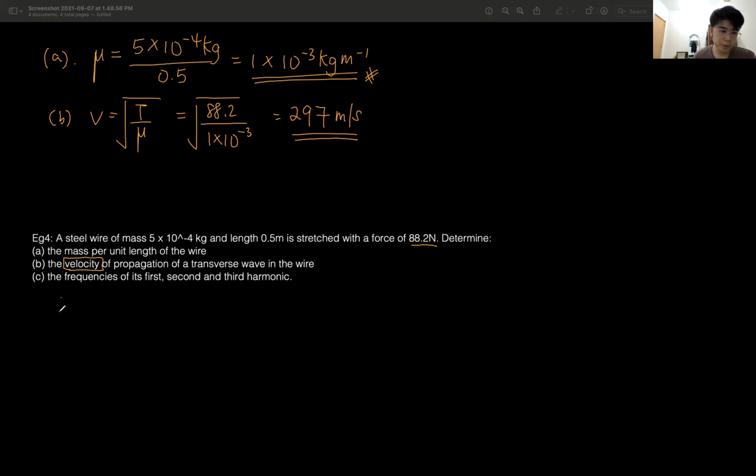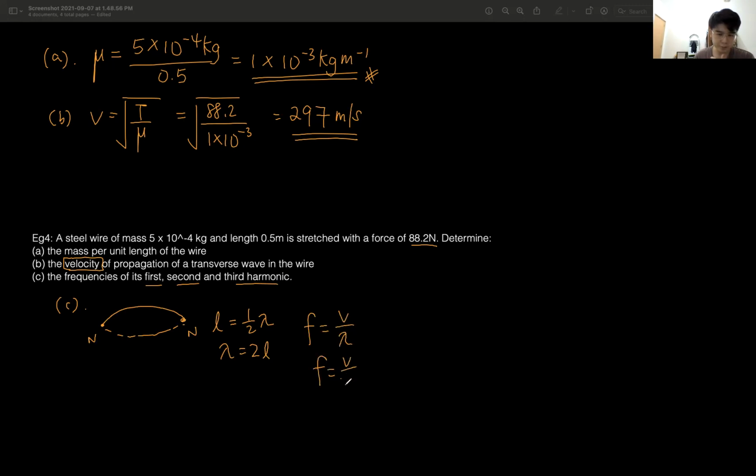C, find the frequency of its first, second, and third harmonic. First one looks like this. Okay, so the fundamental mode, we have two nodes here. So length equals how many wavelength? This is half a wavelength. So wavelength is 2L, and from the formula, V over lambda, V over 2L, right? So we use this one.